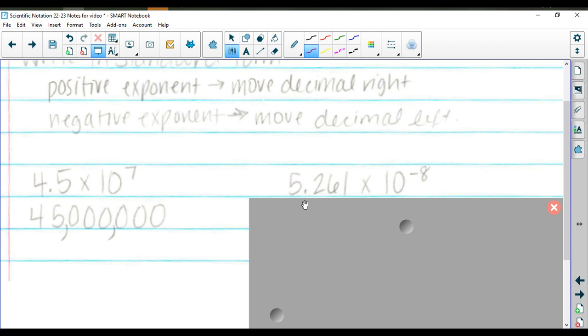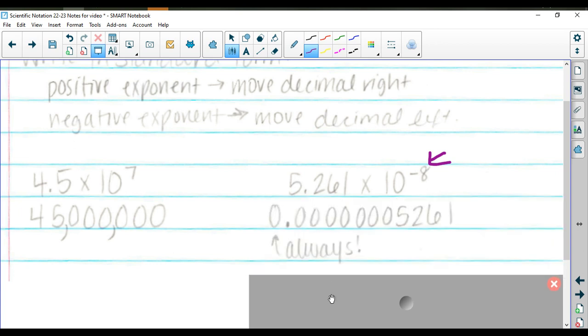In the next example, we have 5.261 times 10 to the -8 power. This -8 tells me that my number is going to end up being a number less than 1. So I go ahead and write down 5261, and I temporarily put my pencil there. And I need to go 8 spots to the left. 1, 2, 3, 4, 5, 6, 7, 8 spots to the left. And that brings my decimal point back here.